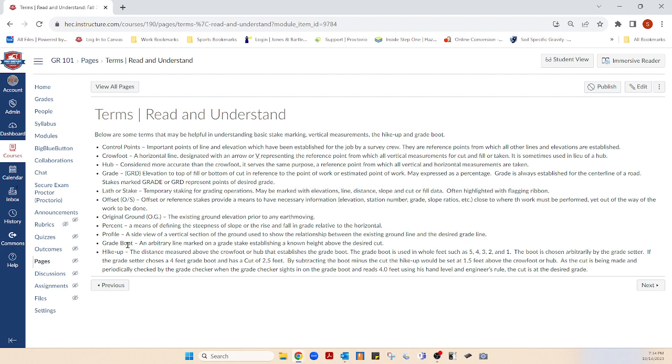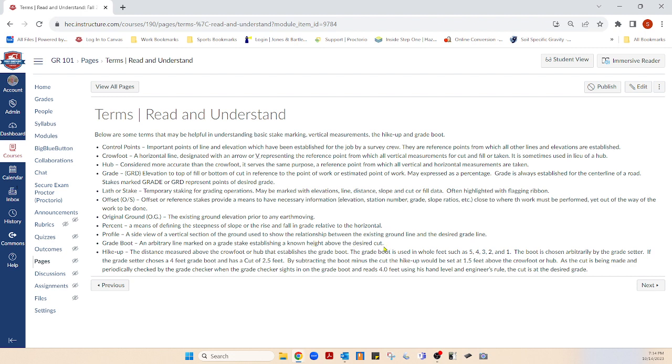There's what is called a grade boot. You will see the term hike up used in lieu of the grade boot. Now, these two things work together. So the boot, I defined it. I don't know if I made this up or got it somewhere, but my definition of a grade boot is an arbitrary line marked on a grade stake establishing a known height above the desired cut.